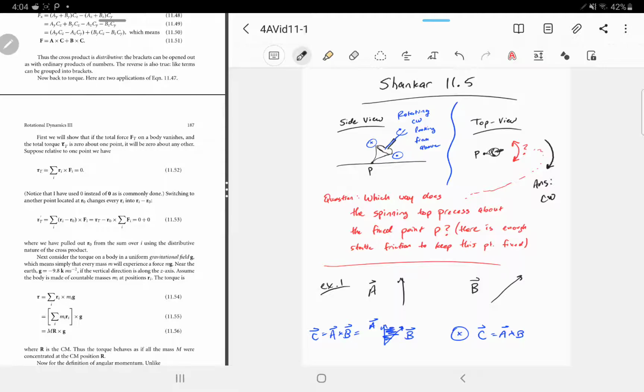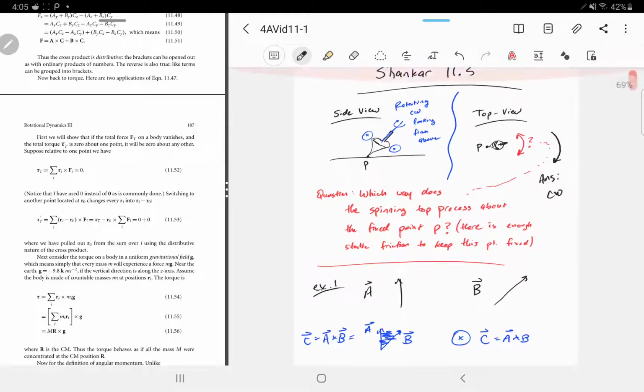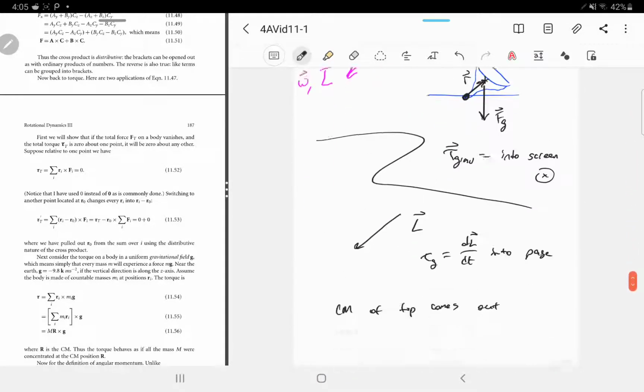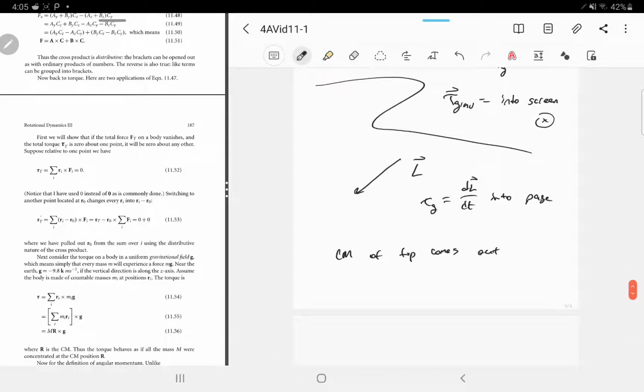Okay, so if you guessed, you had a 50-50 shot. If you have a top available at home, you could play with this. Spin it around at the moment when it's in this orientation. You can verify that it should be pointing this way. So this comes out of the net torque equals dL/dt. Okay, so hopefully I gave you something to look forward to for your upper division mechanics class.